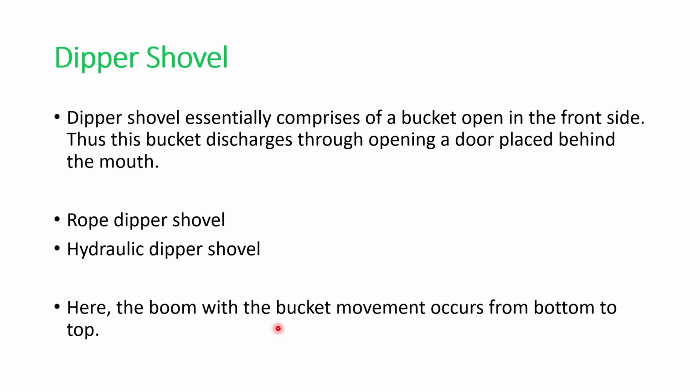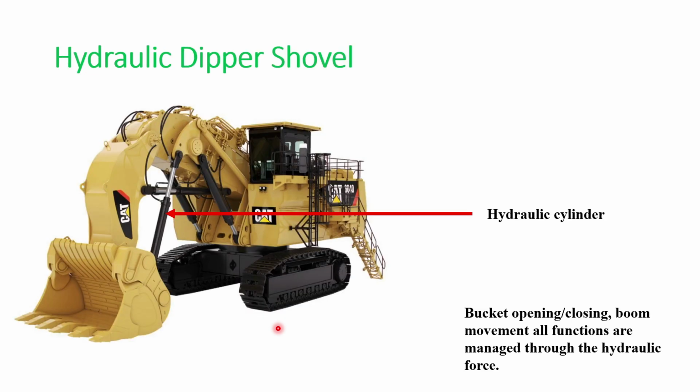Now let us discuss the dipper shovel. Dipper shovel essentially comprises a bucket open in the front side. Thus this bucket discharges through opening a door placed behind the mouth. Dipper shovels are of two types, like rope dipper shovel and hydraulic dipper shovel. Here the boom, the bucket movement occurs from bottom to top, as I have already told you. So this is one hydraulic dipper shovel.